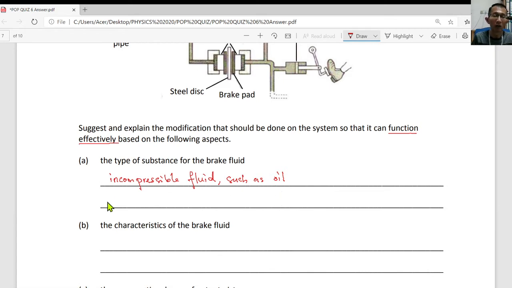This is our reason, so that the pressure is transmitted uniformly and effectively.